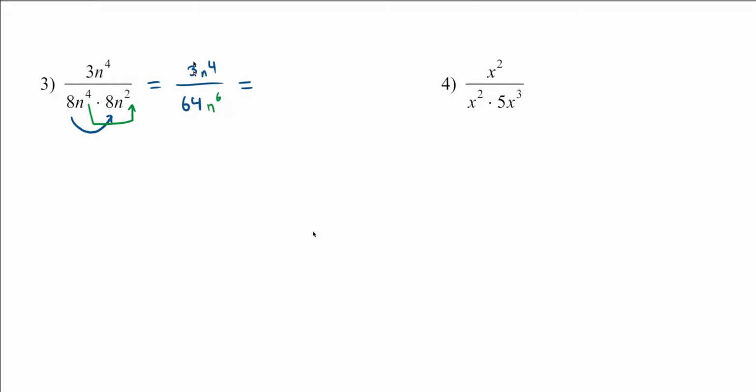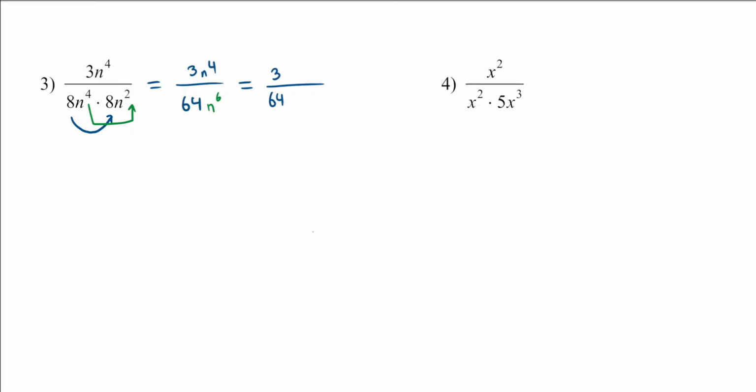3 and 64, do they divide in either direction? No. So I can keep that as a fraction. And what's really great is that this fraction is in simplest form. I don't need to do anything else to it. So that's the dividing coefficients part.